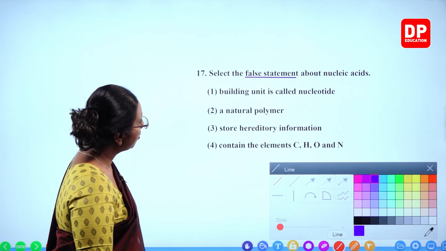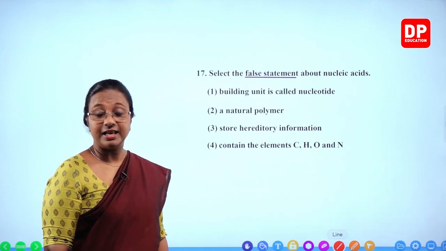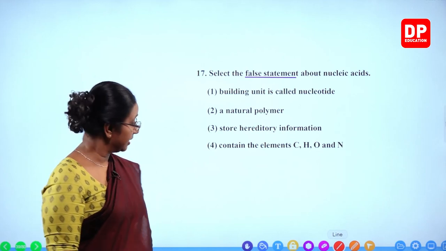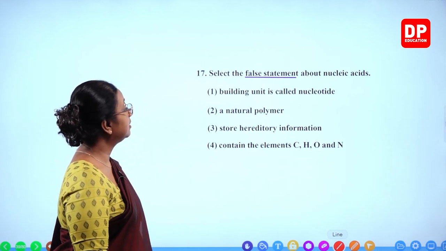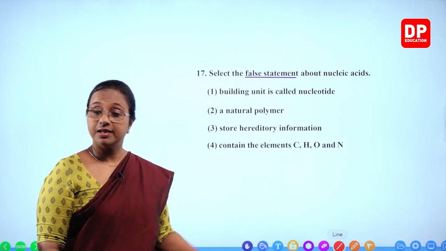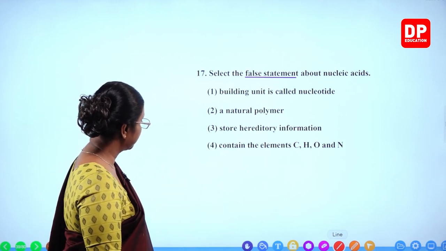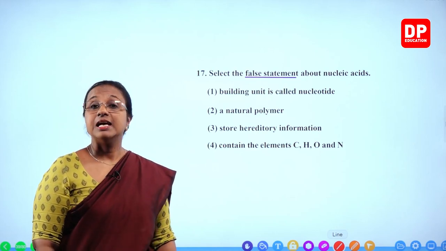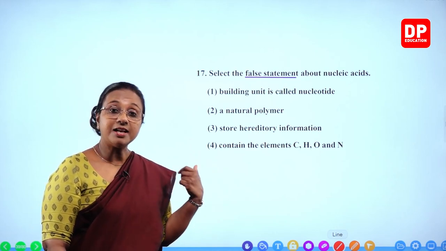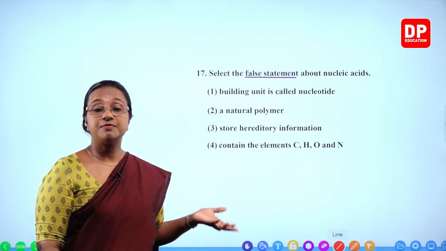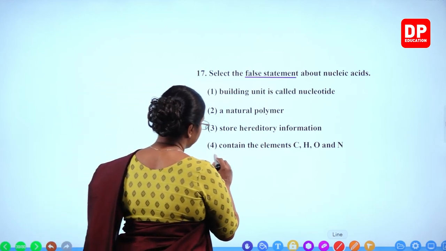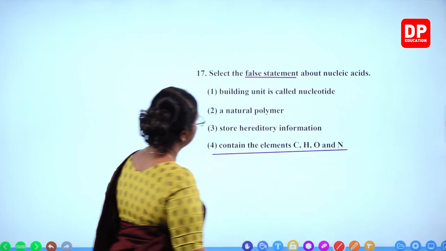Building unit is called nucleotide. That is correct. We saw that. It is a natural polymer, yes. It stores hereditary information, that is also correct. DNA stores hereditary information. Contain the elements C, H, O, and N. That is false because there is phosphorus also. There is the phosphate group. So, phosphorus is also there as an element. So, that is the false statement.